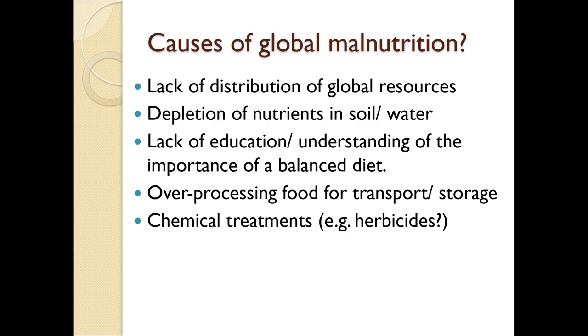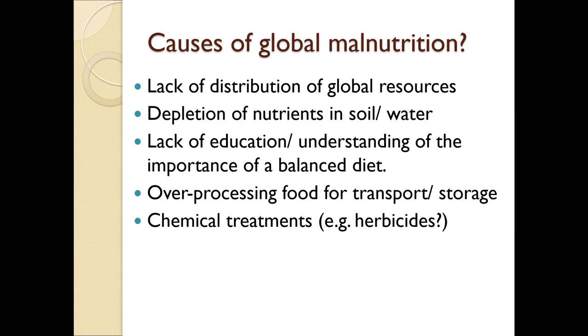So what are these causes of global malnutrition? A lack of distribution of global resources. Some countries have food, other countries don't. We need to find ways to move that food to the people who need it most. Intense agriculture depletes nutrients in the soil, and when that happens, the fifth crop that you plant in a field contains fewer vitamins and nutrients than the first crop that you planted in that field, because you're using up the nutrients in the soil over time.